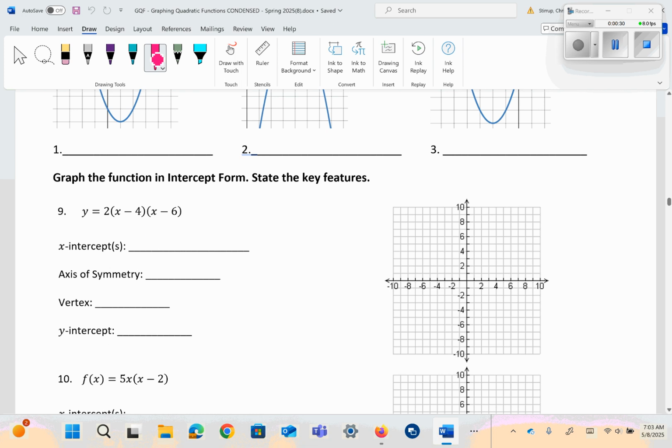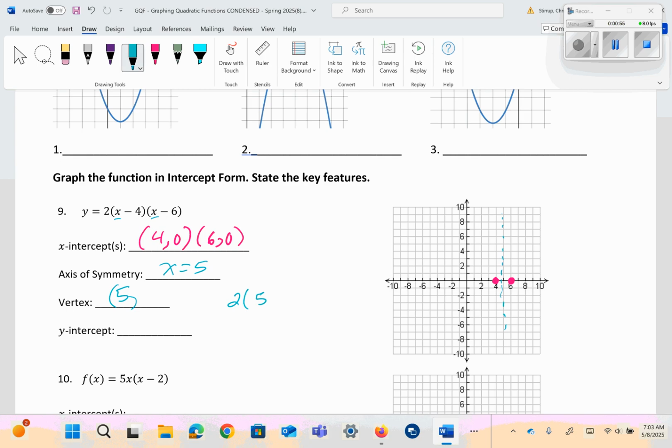So we have our x-intercepts at (4, 0) and (6, 0). What's halfway between those? Well, it looks like 5, so x equals 5 is the axis of symmetry. The vertex is going to share the x value of the axis of symmetry. Then I'm going to need to take 5 and plug it into each of these. So I'm going to get 2, and 5 minus 4, 5 minus 6.